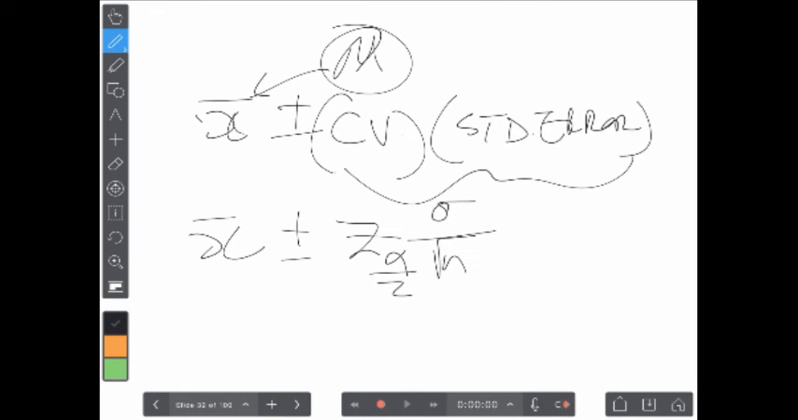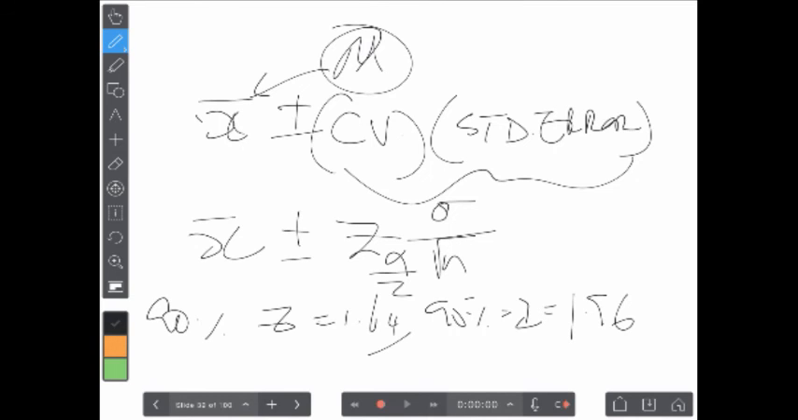All right? So we know for a 90% confidence interval, Z is 1.64. For a 95% confidence interval, Z is 1.96. For 98%, it's 2.33. And for 99%, it's 2.58. You could memorize those. If you memorize those, it saves you a little bit of time having to go to the table. And so that's the case where sigma is known.